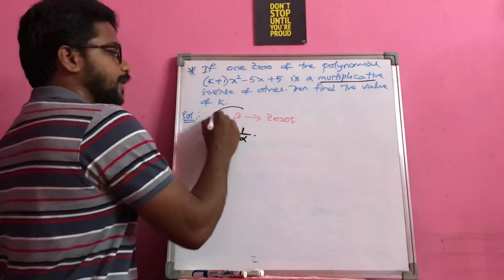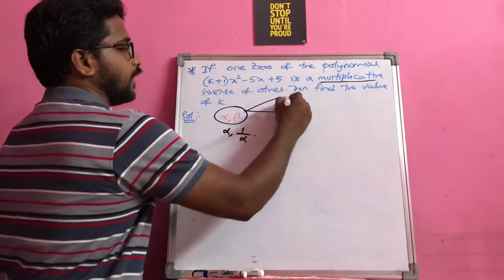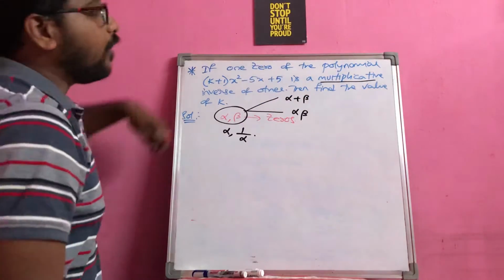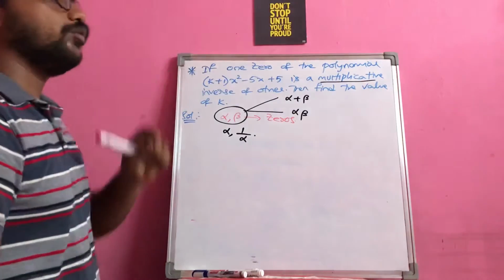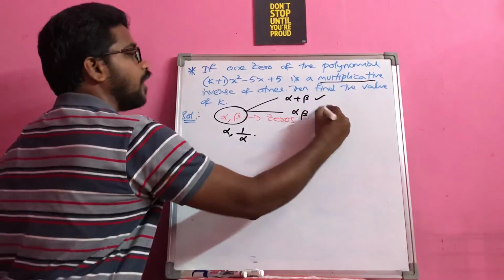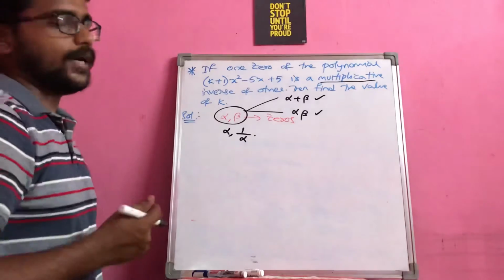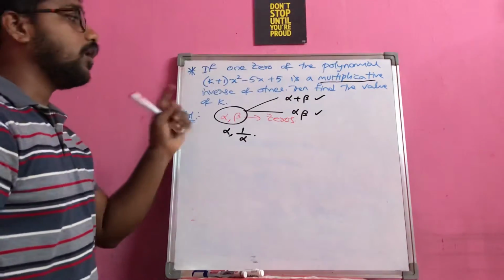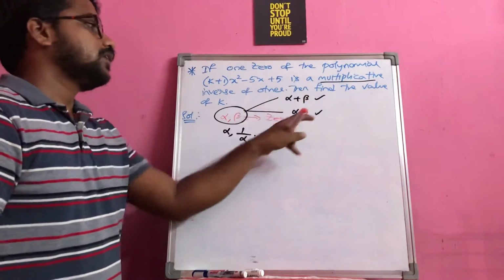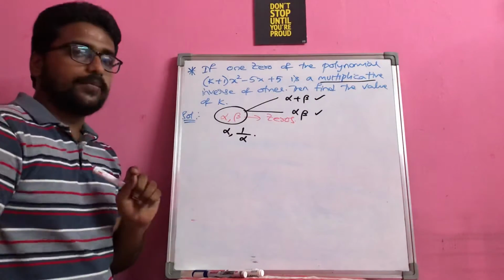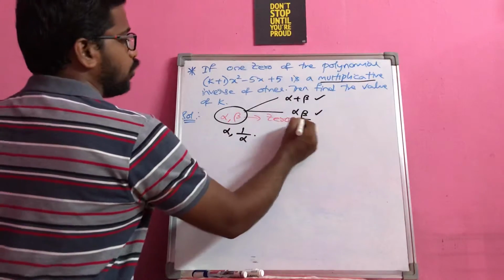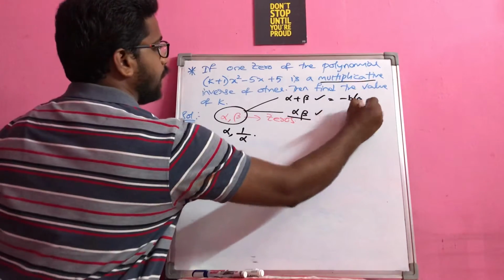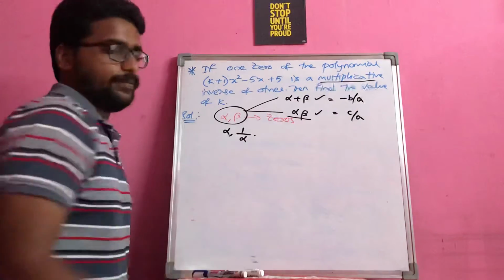We know that with respect to zeros, we have two cases: one is the sum of the roots, the other is the product of the roots. According to the condition, we have to go for either sum or product. In some cases we have to take both, but generally the condition tells you which one to take. Simple thing, it's multiplicative, so go for alpha into beta. We know that alpha plus beta is minus b by a, and alpha beta is c by a.